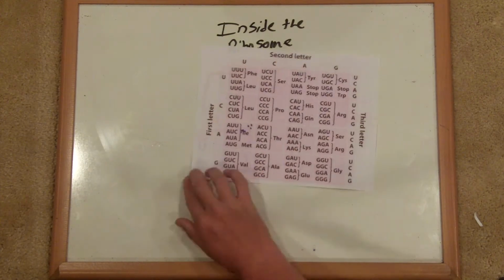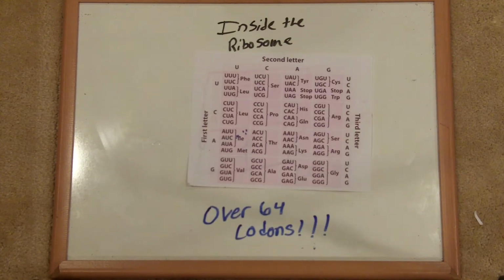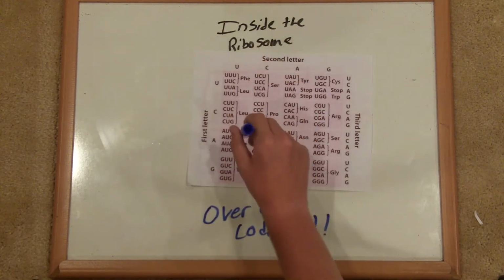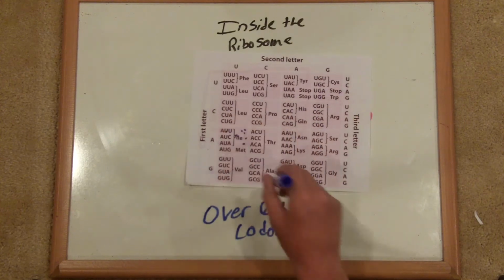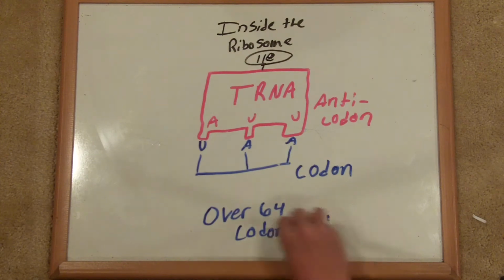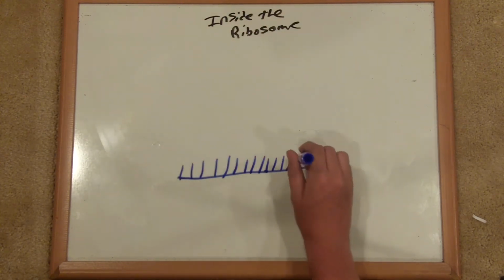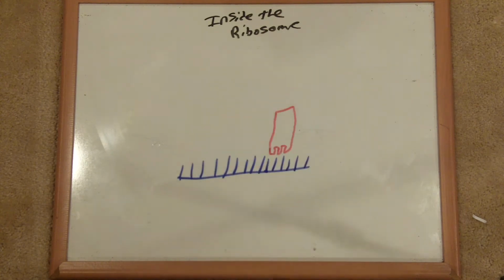There is a chart to help with finding the amino acid with each anticodon. This chart has over 64 different codons. So for this combination, I would look for A, U, and U to get isoleucine, and then tRNA would make the amino acid. Here is an example of tRNA reading different codons and making an amino acid chain.